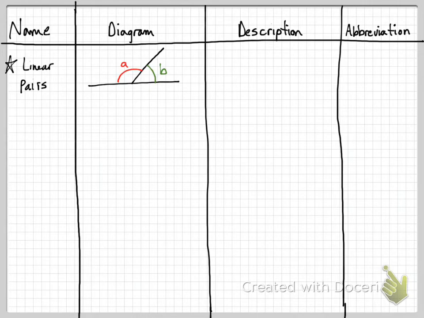Our basic angle relationship here is that the measure of angle A plus the measure of angle B, what are those going to add up to? 180 degrees.